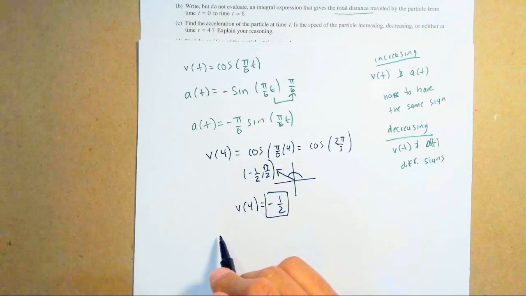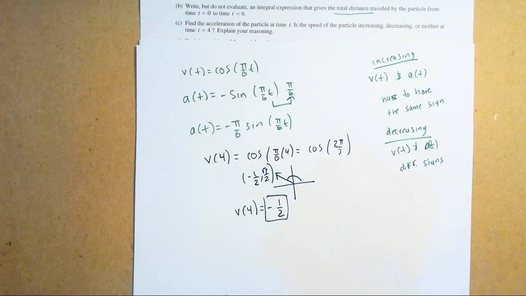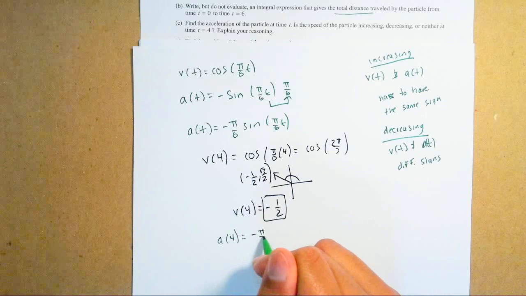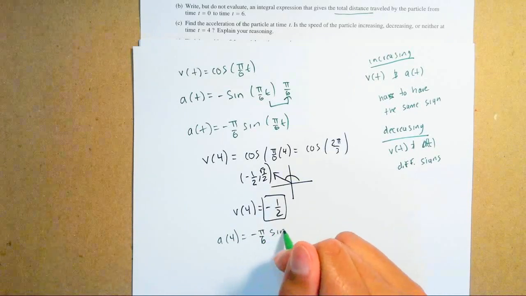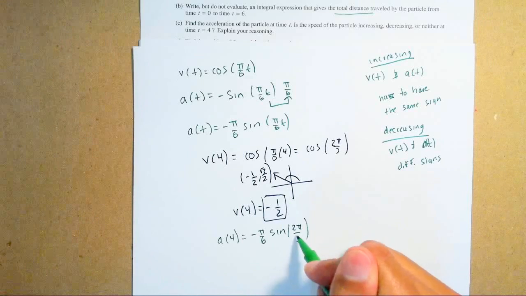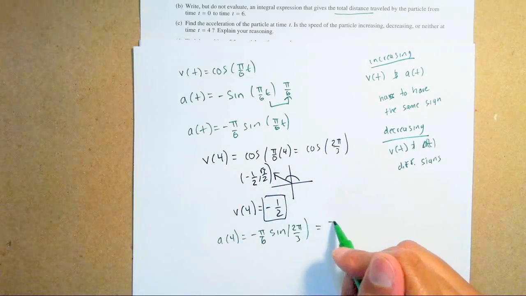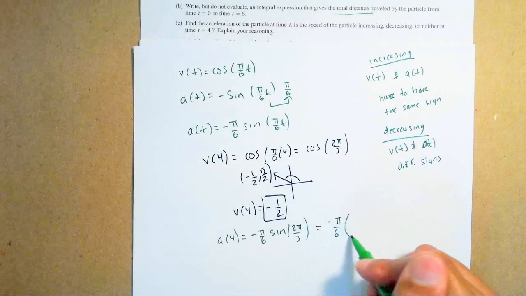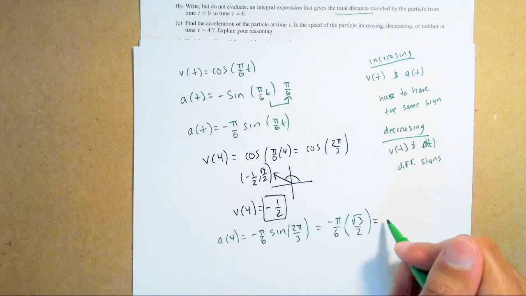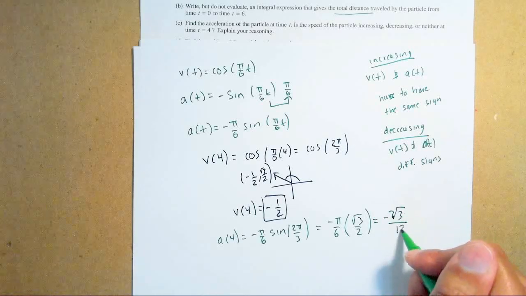Well, now we can do acceleration, we're going to plug in 4. So that's negative pi over 6 sine of, plug in 4 again, but we already know that's the same thing as saying 2 pi over 3. And sine is the y value. Well, the y value is right there. So this is like saying negative pi over 6 times radical 3 over 2, which is going to simplify to negative radical 3 over 12 pi.